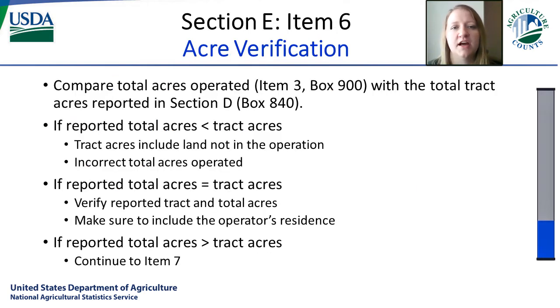section E. In item 6, we're going to be comparing the total acres operated with the total tract acres reported in section D. This section helps ensure verification that all land is accounted for. If the reported total acres are less than the tract acres, either the tract acres included land not in the operation or the total acres operated was not reported correctly. Make corrections. If the reported total acres are equal to the tract acres, verify the tract and total acres. Make sure to include the operator's residence in the total acres. Make corrections to acreage if necessary. If the reported total acres are greater than tract acres, continue to item 7.